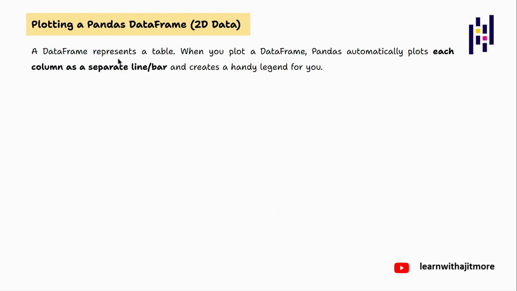So a data frame represents a table. That is its originality. Every data frame represents multiple series, so each series is one column. So when you plot a data frame, Pandas will automatically plot each column as a separate line or a bar, and creates a handy legend, which means your labels are there. It creates a color for each, and that is called a legend.